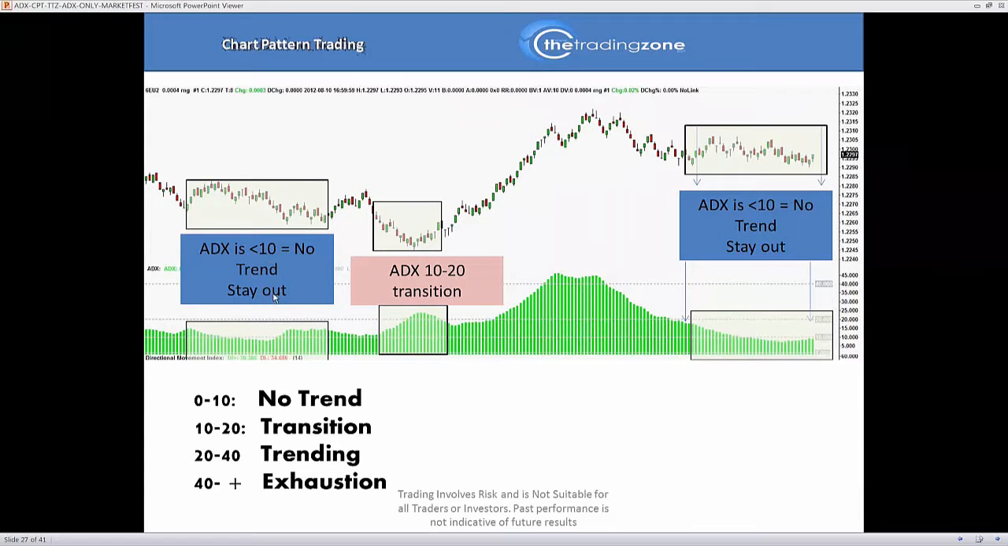ADX, stay out. There is no trend. Small amount of volume is going to move the market around. You're in a chop zone. 10 to 20, we're in a transition. A new trend is beginning, right? So when we say a new trend, it tends to be opposite direction of the prior trend. So something new is happening. So we had a little pullback. The new trend is to the upside. Above 40, start to look for reasons to get out.